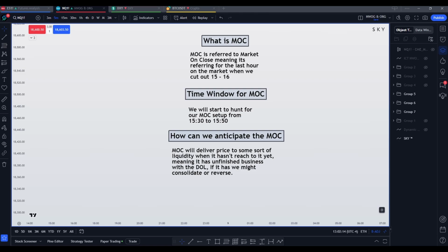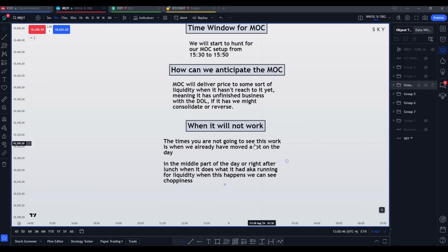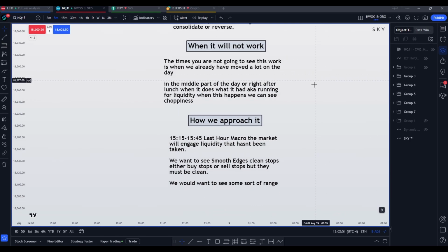Also, the times you are not going to see this work is when we haven't moved a lot on the day, in the middle part of the day, or right after lunch, when price did what it had to do, aka running for some sort of liquidity. When this happens, we can see some choppiness in the last hour of the MOC, where we are going to try to approach and seek our setup.